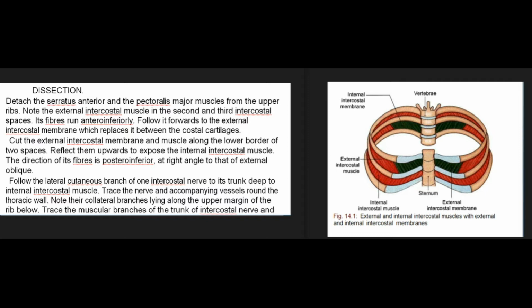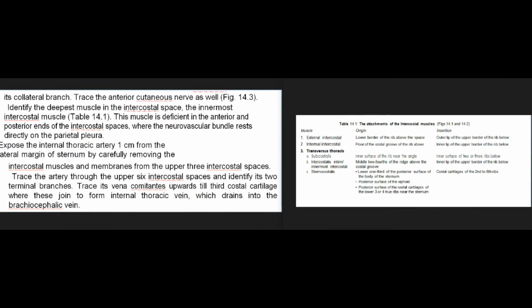Follow the lateral cutaneous branch of the first intercostal nerve to its trunk deep to the internal intercostal muscle. Trace the nerve and accompanying vessels round the thoracic wall. Note their collateral branches lying along the upper margin of the rib below. Trace the muscular branches of the trunk of the intercostal nerve and its collateral branch. Trace the anterior cutaneous nerve as well, Fig 14.3.